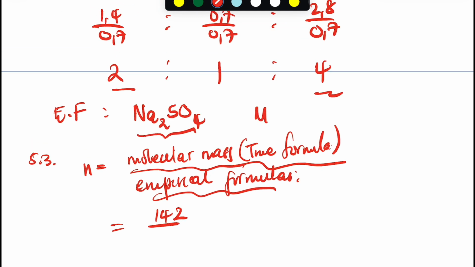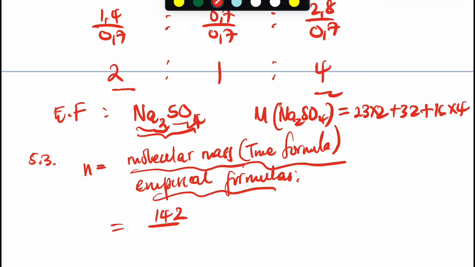So the empirical formula of this is sodium sulfate, Na2SO4. So it's going to be 23 times 2 for the two sodiums, plus 32 for sulfur, and then plus the oxygen, there are 4 of them, 16 times 4. When you punch that in the calculator, it will be 71? That will be 71. So you say 142, you take this, you put it here.